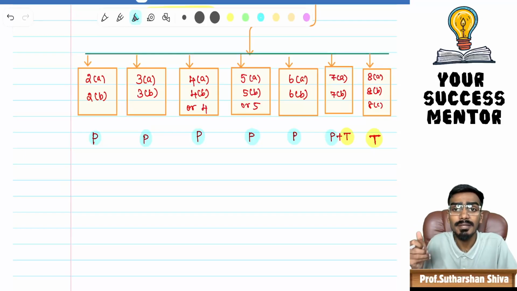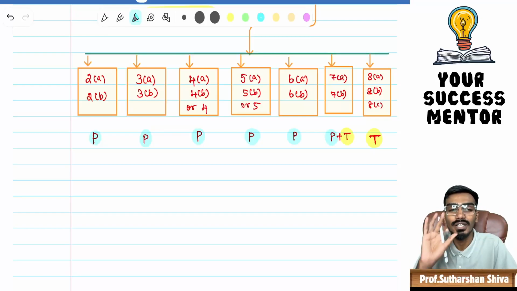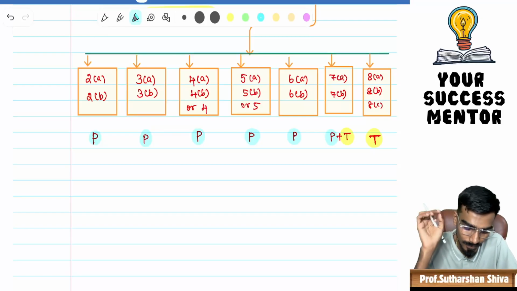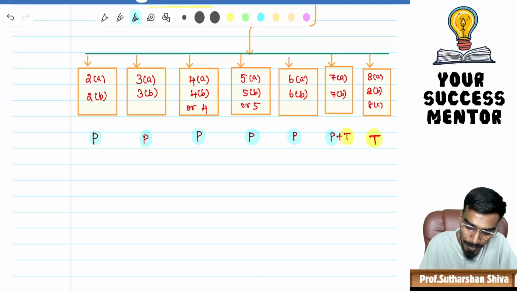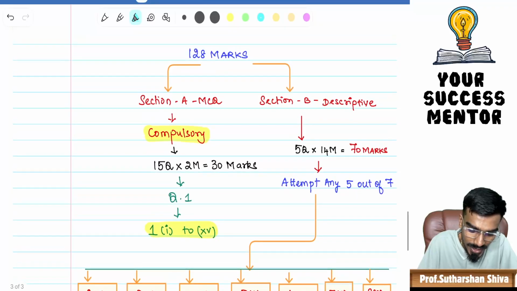Sir, how will 8A, 8B, 8C work? A 5 plus 5 plus 4 combination will work. 8A for 5 marks, 8B for 5 mark theory, 8C for 4 mark theory. So 5 plus 5 plus 4 will be the combination. This is your entire paper structure. Sir, where can all the theory be tested, sir?